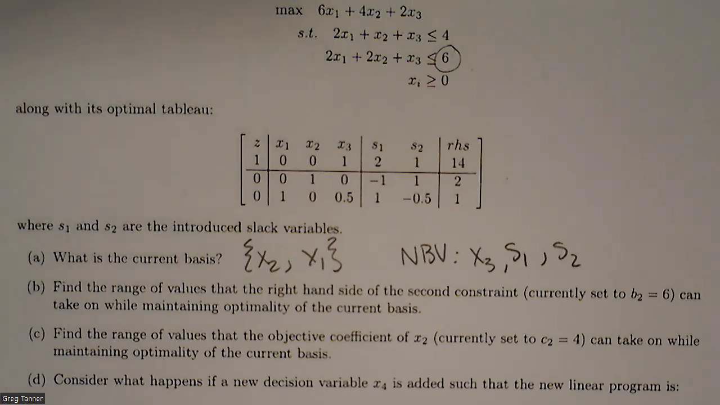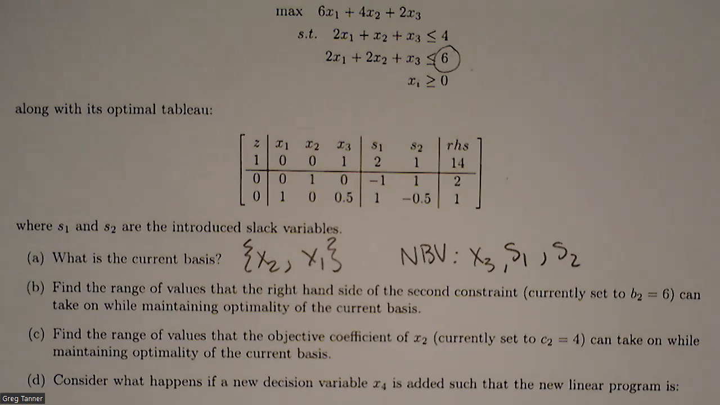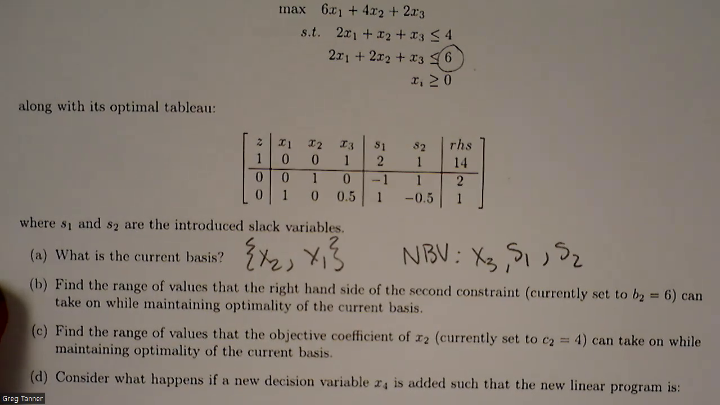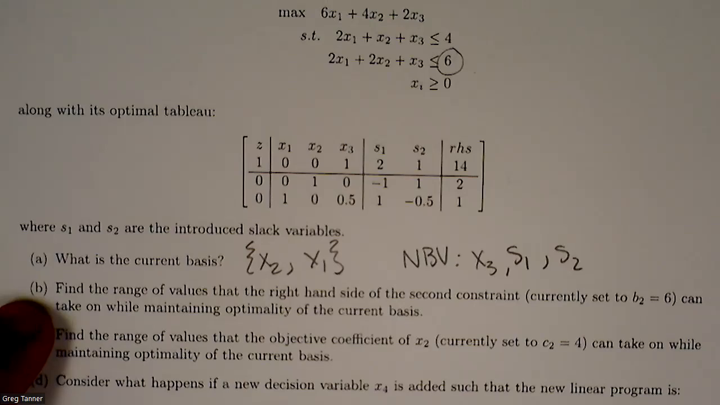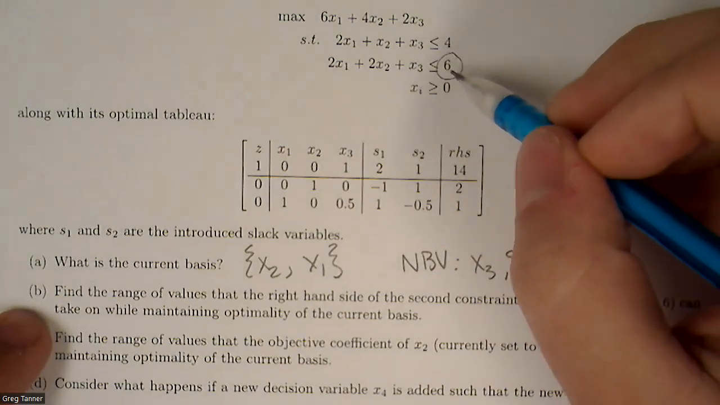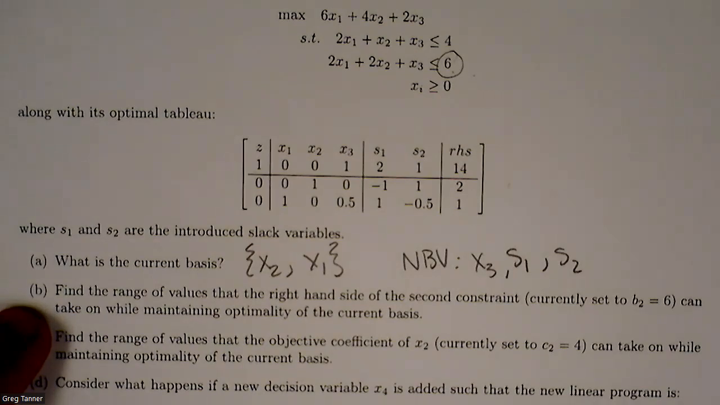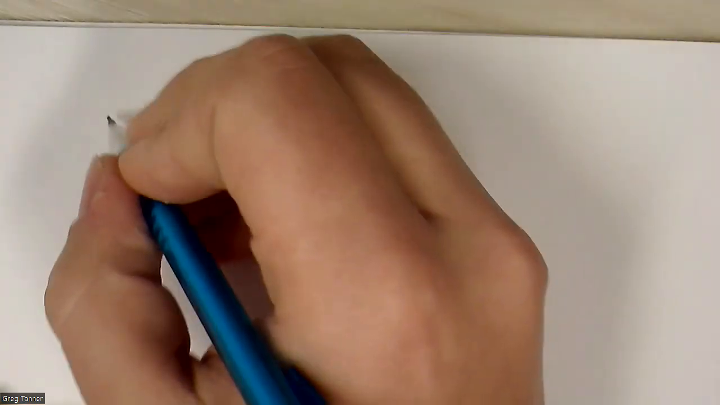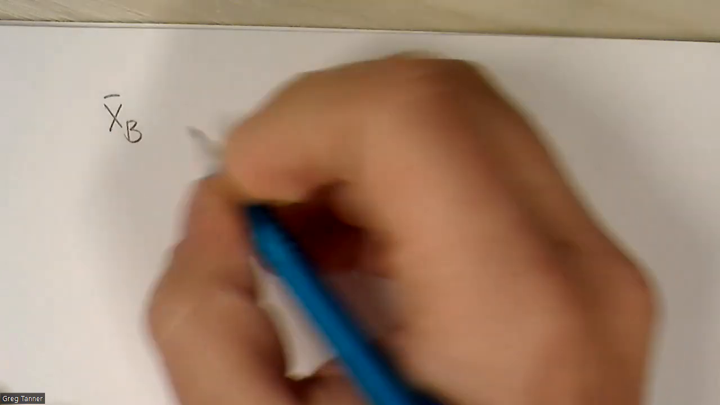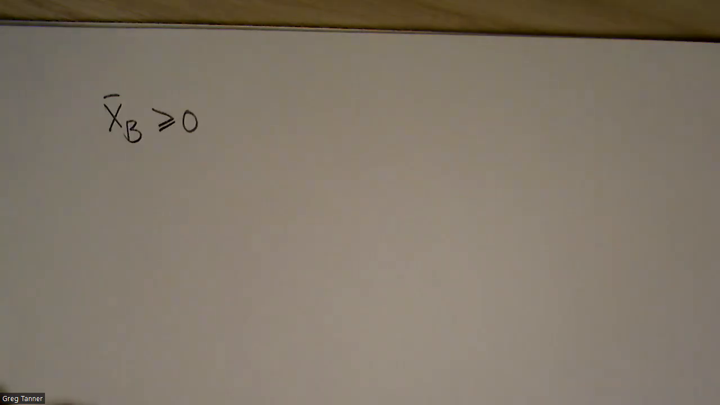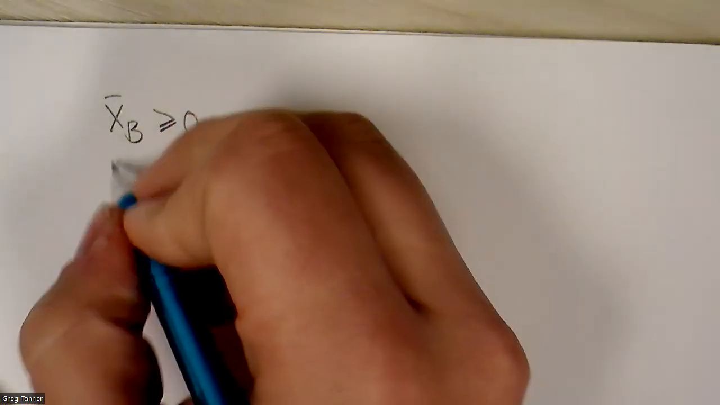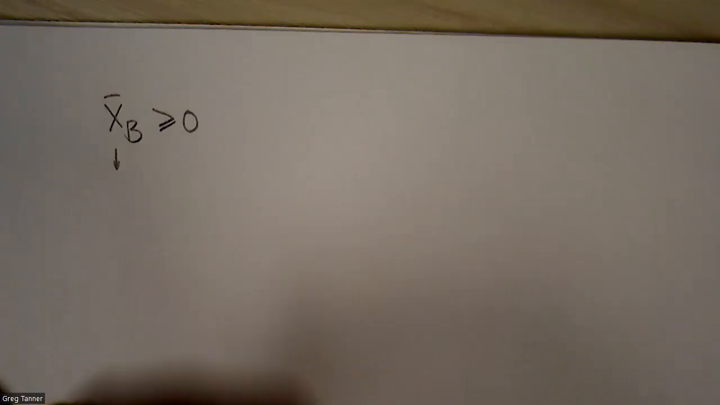Give it a try. Hopefully you found the right answer, but let's go over the solution for B. So, how do we decide whether an alternate value of this will maintain the optimality of the current basis? Well, the consideration that we need to look at is that our modified basic solution has to stay greater than or equal to 0. Okay, if it goes less than 0, we've moved out of the feasible region.